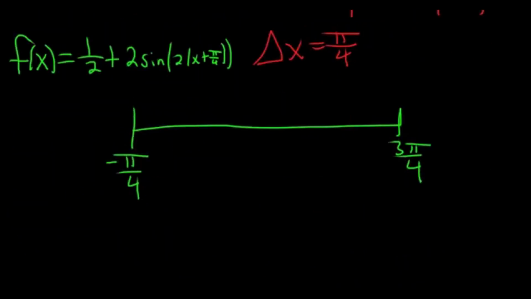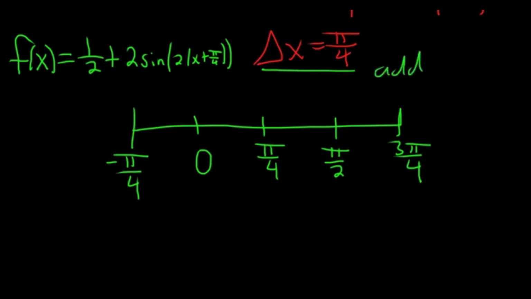And now you just keep adding delta x. So when you add delta x, pi over 4, to negative pi over 4, you get 0, okay? If you do it again, you get pi over 4. Do it one more time, you get 2 pi over 4, okay? And 2 pi over 4 is the same thing as pi over 2. Do it again, you get 3 pi over 4. So just keep adding pi over 4, and you get these numbers here.